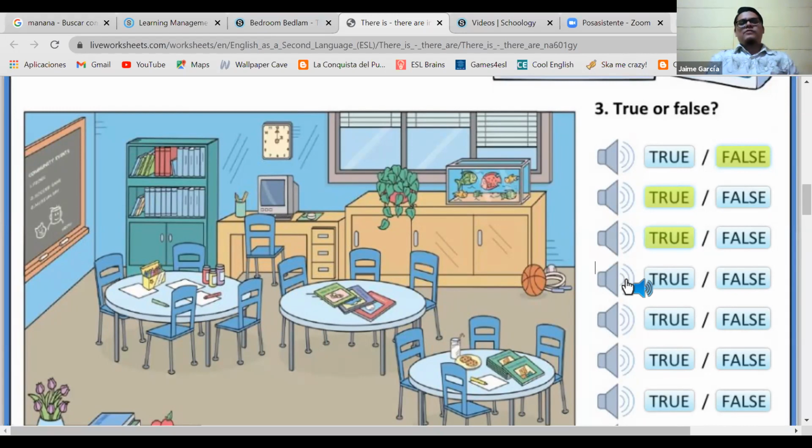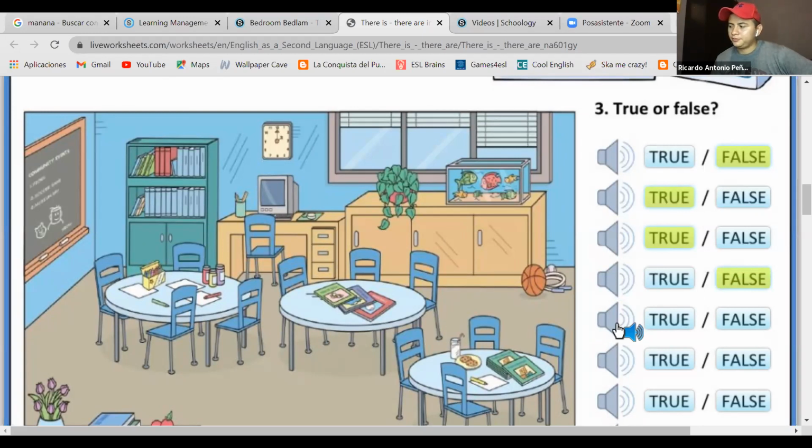There are 13 chairs in the classroom. False. What did you hear? 12 chairs. No, but the Spanish? There are 13 chairs in the classroom. False. Okay, and how many are there? 12. Okay.